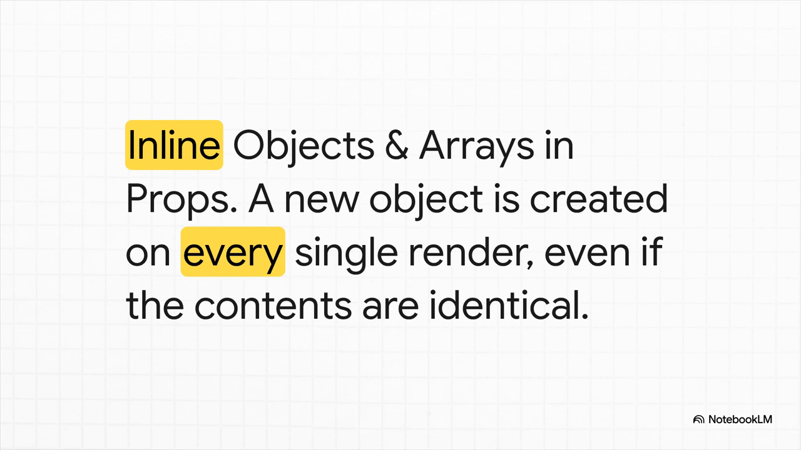Okay, our first anti-pattern is probably one of the most common mistakes I see. It's when you define an object or an array directly inside your JSX. Now, here's the key thing you gotta remember about JavaScript. The object theme dark is not the same as another object theme dark. They look identical, but in memory, they are two completely separate things. So every time the parent renders, it creates a brand new object, passes it down, and the child component thinks, hey, a new prop, I better re-render.